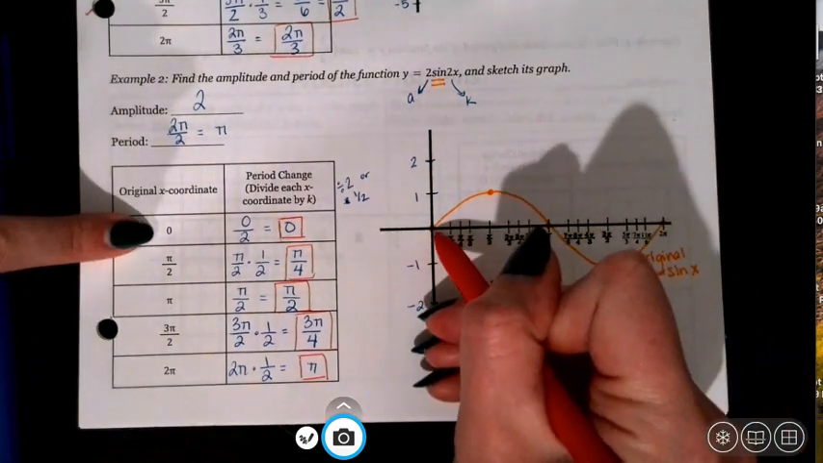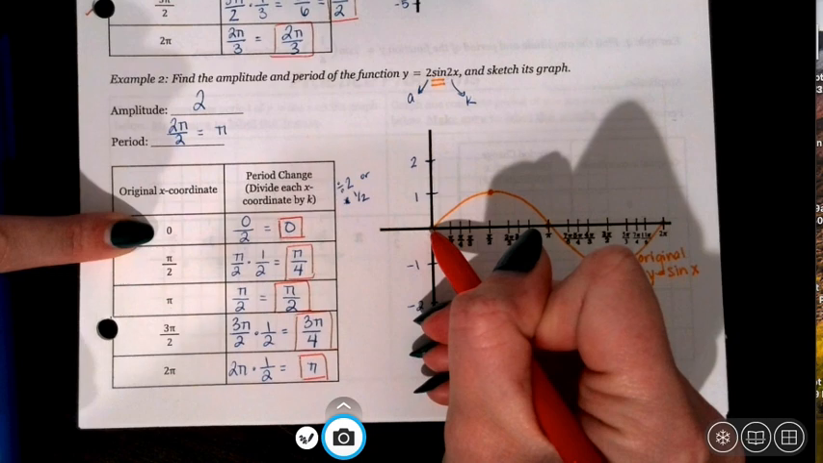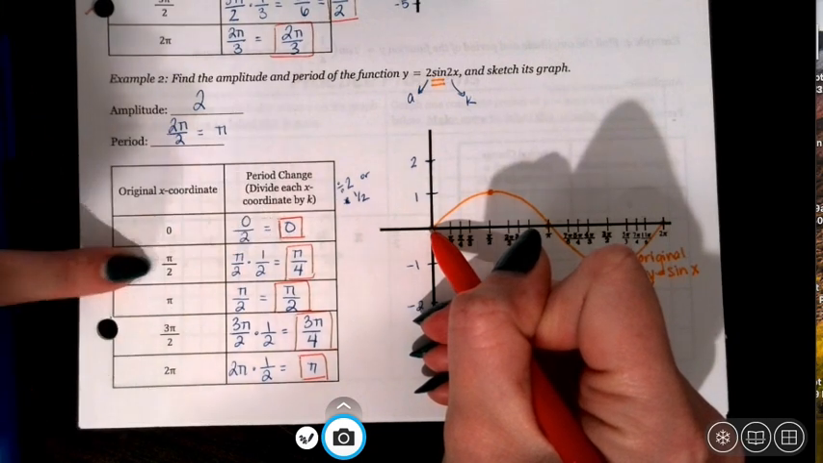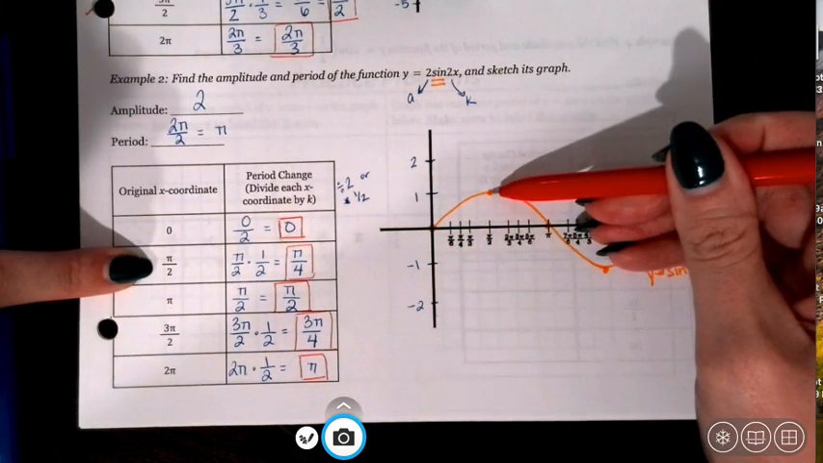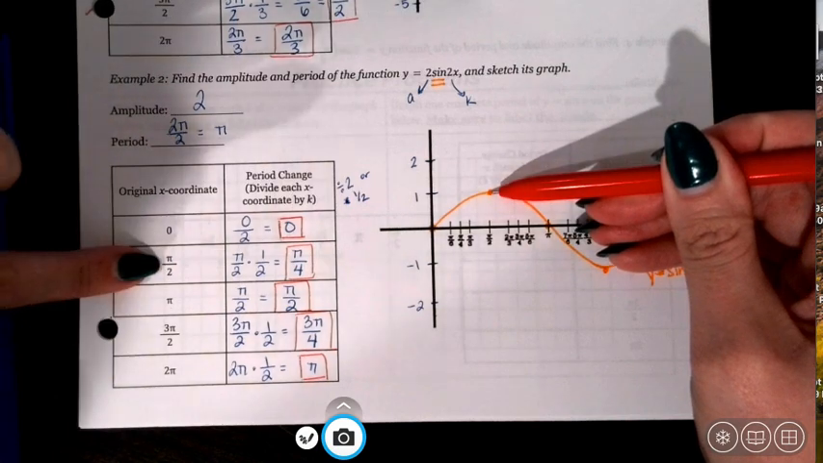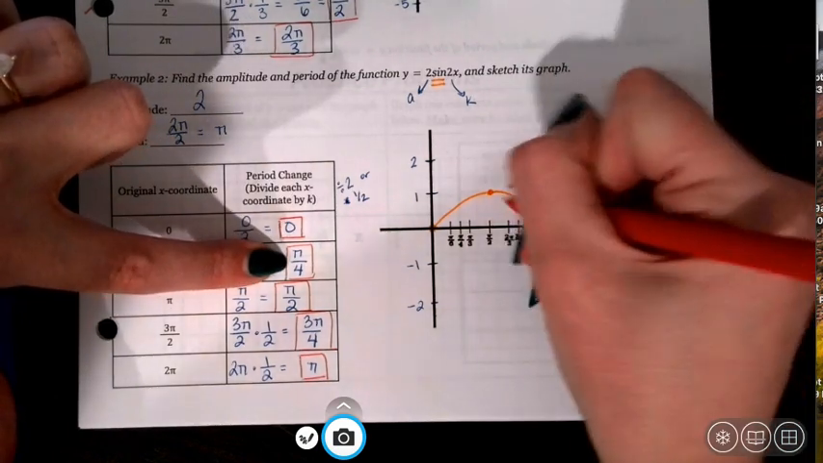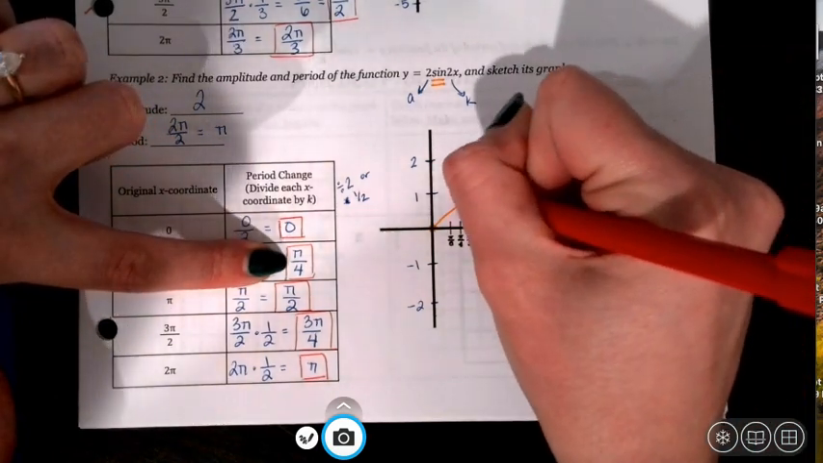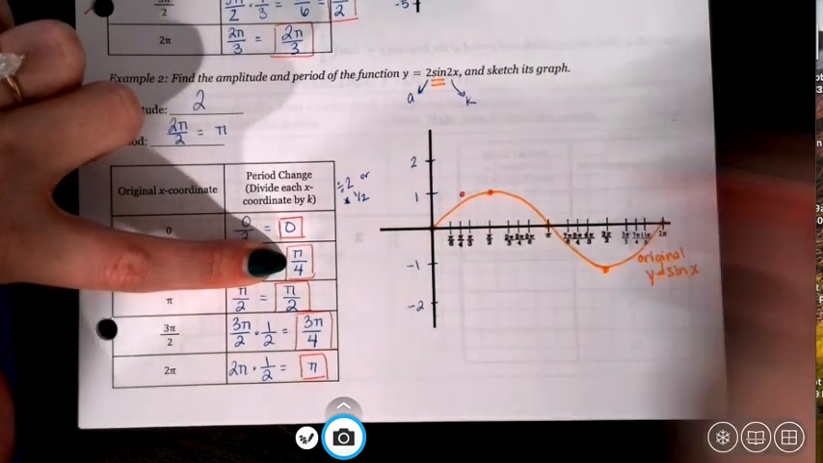So the point that's at 0 is going to stay at 0, nothing happens. It stays there. The point that was at pi over 2 was this one, and I am shifting it to pi over 4. So this point is getting shifted to about right here.